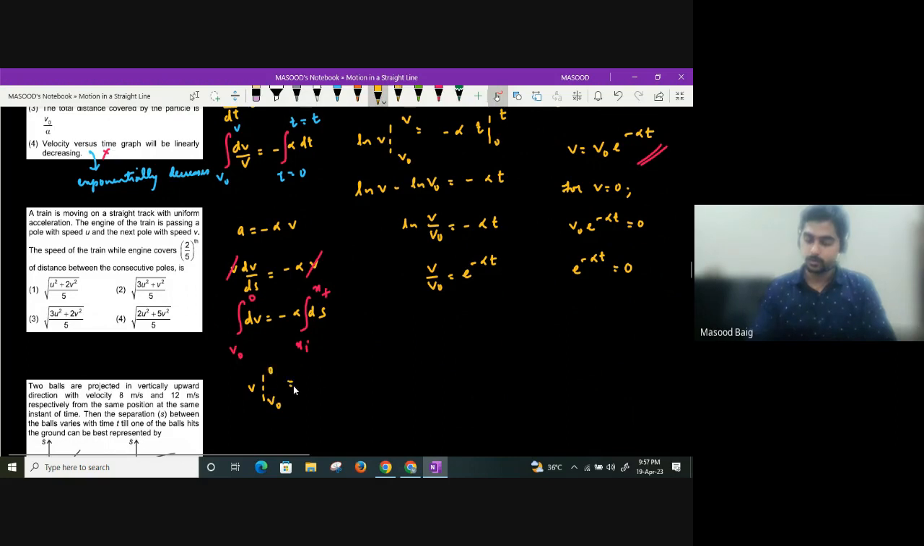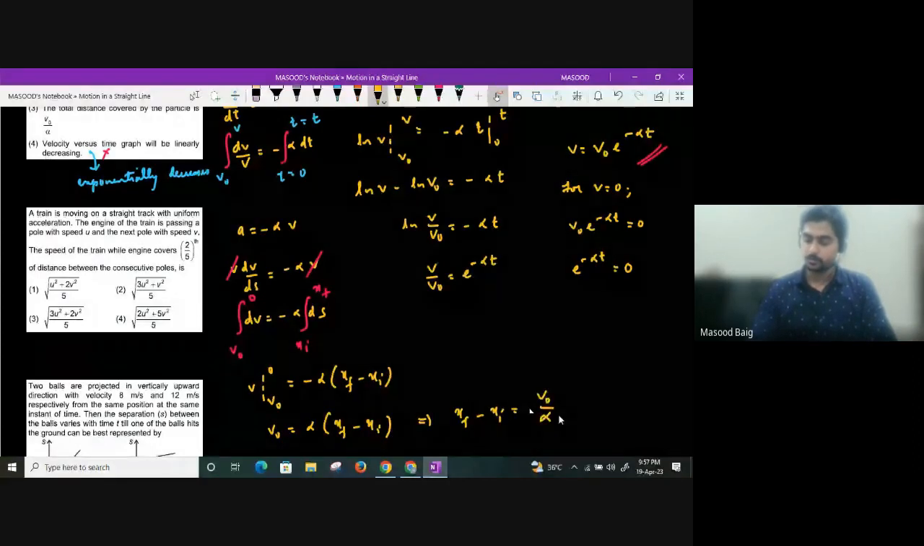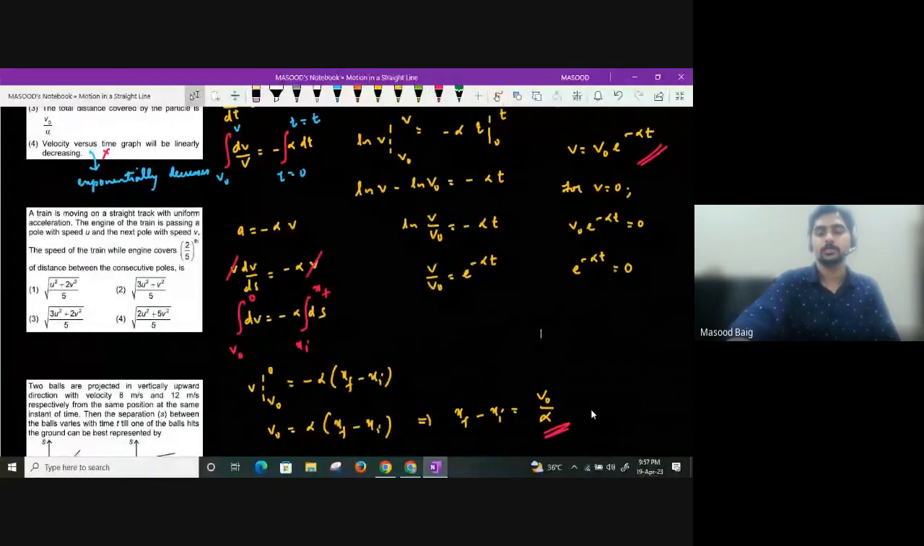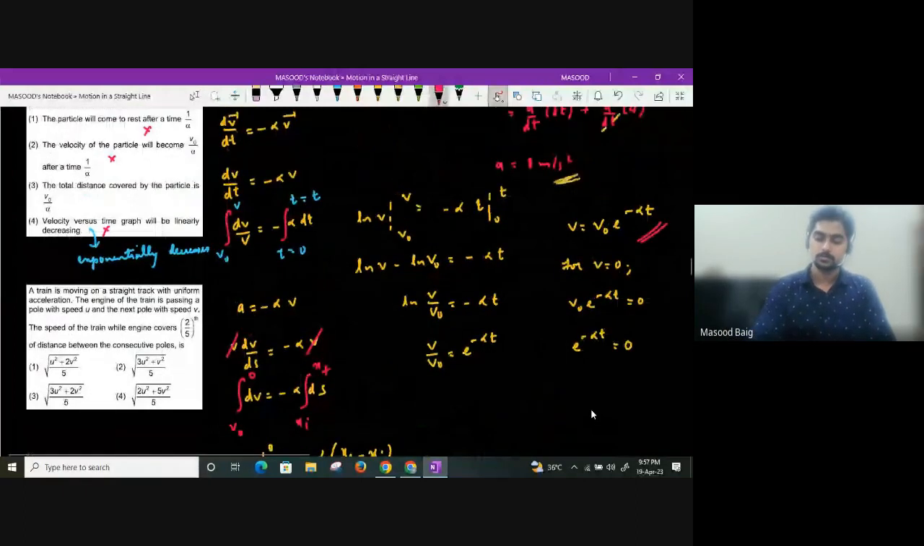Should be equal to minus alpha into integral ds. We can write it as x, or s you can write, which is x final minus x initial. So from here, 0 minus v naught will be equal to alpha into x final minus x initial. Implies x final minus x initial will be v naught divided by alpha. Clear, everyone? So total distance covered by the particle, you will get it as v naught divided by alpha. Understood?